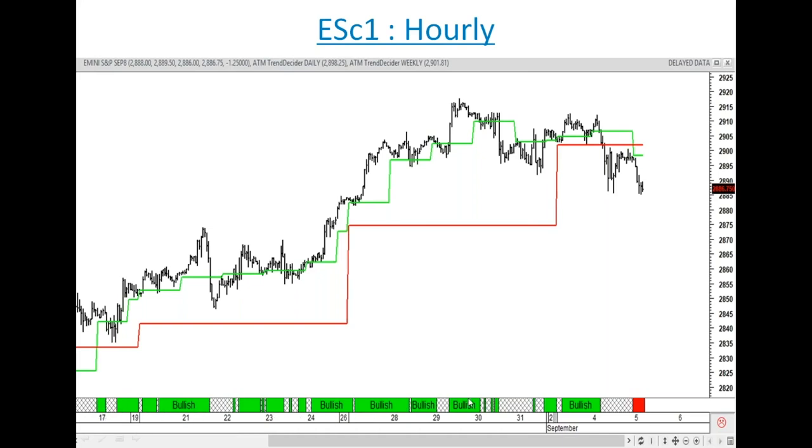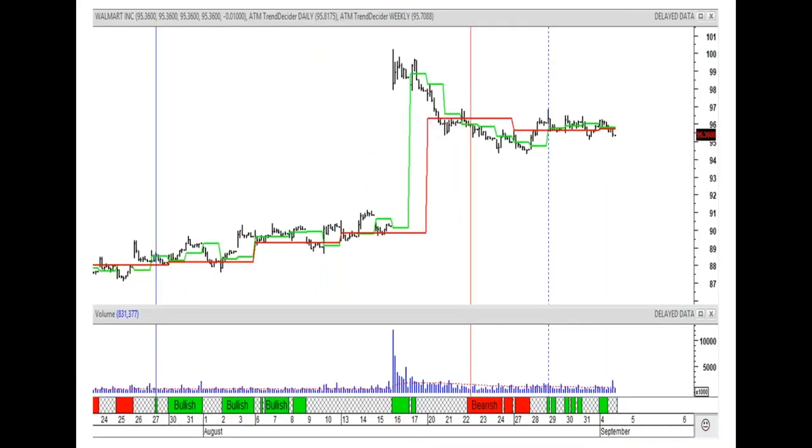So notice that x-axis strip. This bullish and bearish that you see is now based on the trend decider daily and weekly. It's all integrated into this.